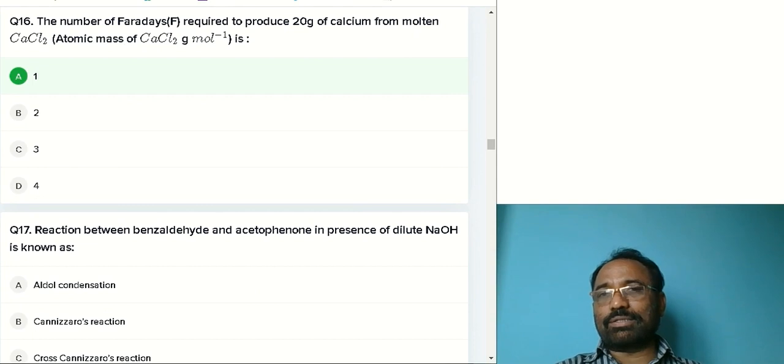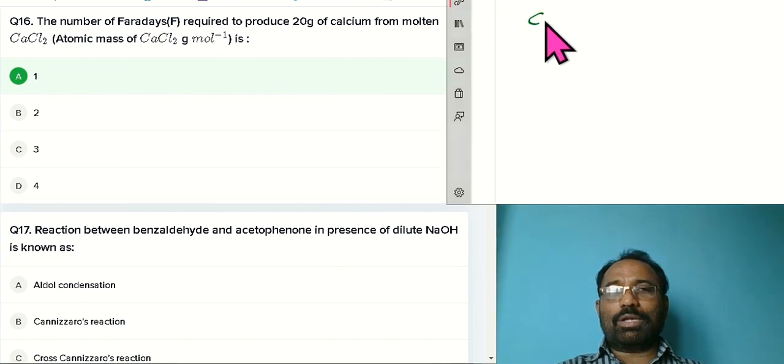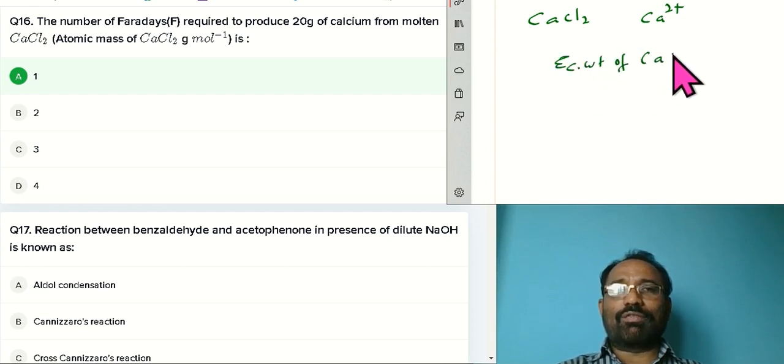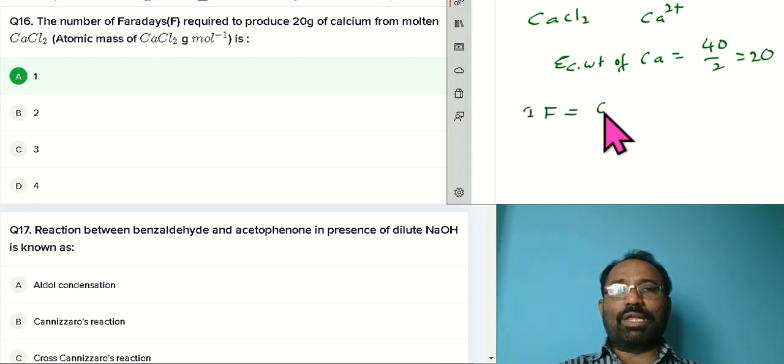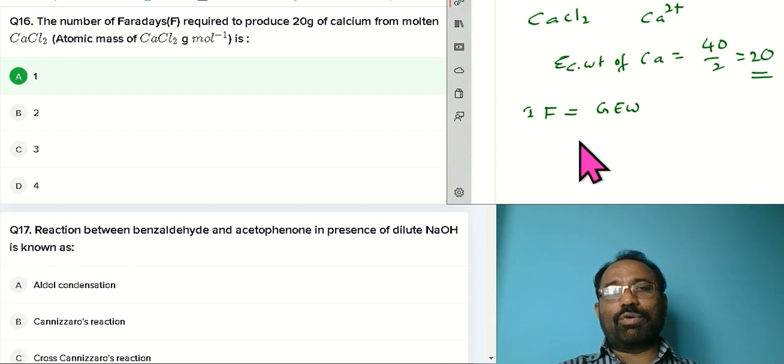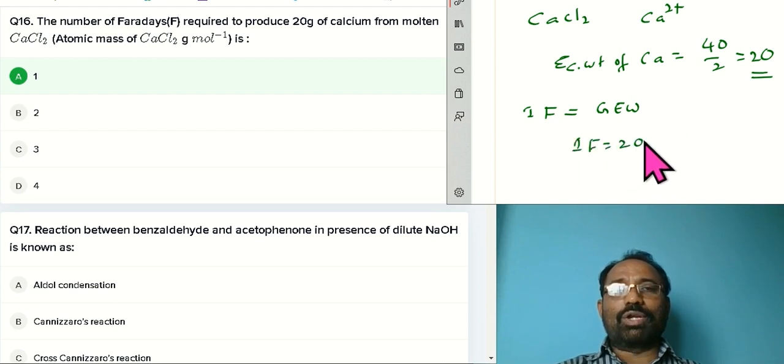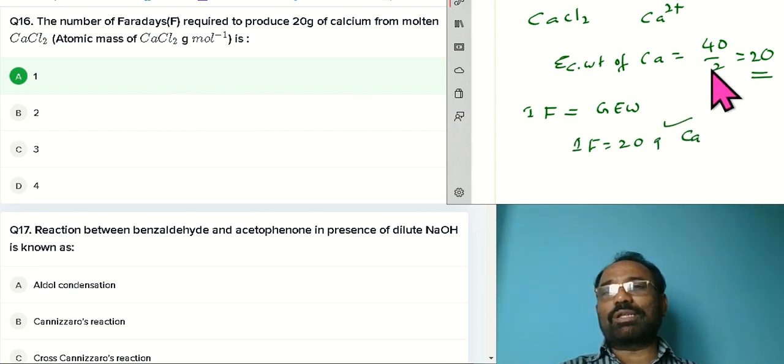Now see question number 16. The number of Faradays required to produce 20 grams of calcium from molten CaCl2. In CaCl2, the charge on the calcium ion is +2. Therefore, the equivalent weight of calcium equals atomic weight by charge, which is 20. One Faraday of current produces 1 gram equivalent weight of any substance. Therefore, 1 Faraday equals 20 grams of calcium. The right answer is A.